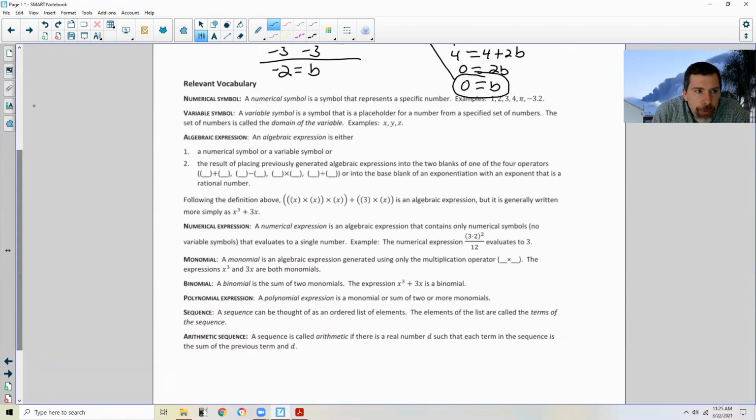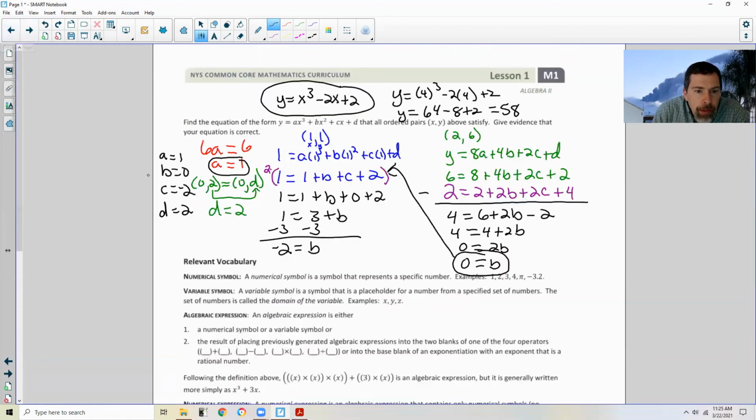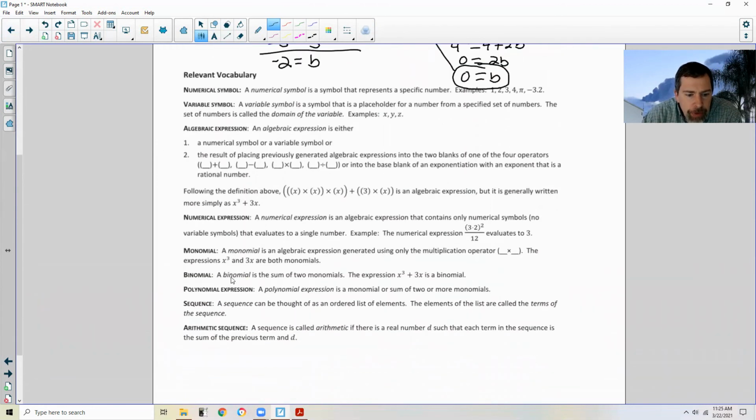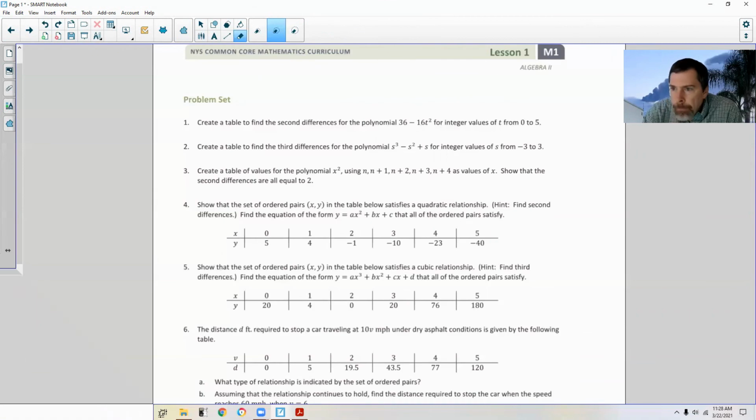All right, so that kind of winds it up. Review the relevant vocabulary here. There's a lot of them, so I'll leave that to you. Review the relevant vocabulary, and that's the end of this page. All right, page 5 brings us to the end of the first lesson of Module 1 in Algebra 2. Go do your problem set.